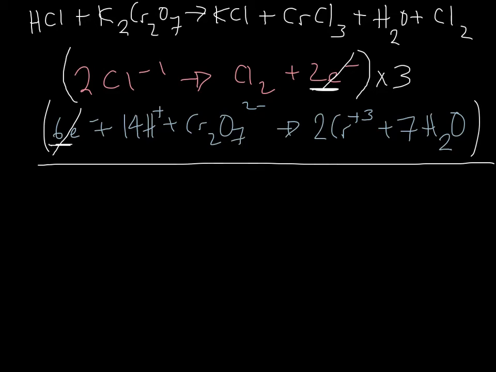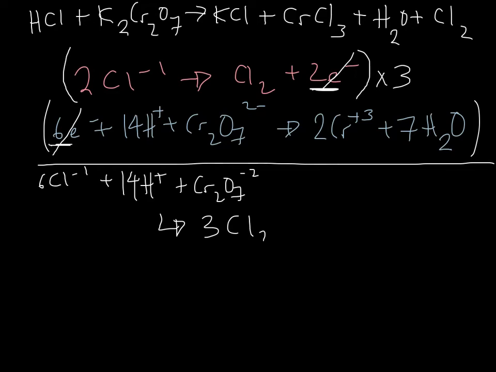So I end up with 2 times 3 is 6 chlorides, and I have 14 H pluses, and I have a dichromate. And all of that's going to yield, and I'm going to write this underneath so I don't run out of room. I'm going to have 3 times 2 is 6 chlorine plus 2 chromium plus 3 ions plus 7 H2O.